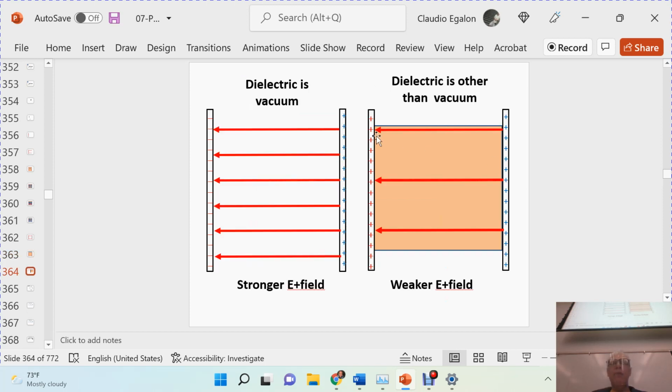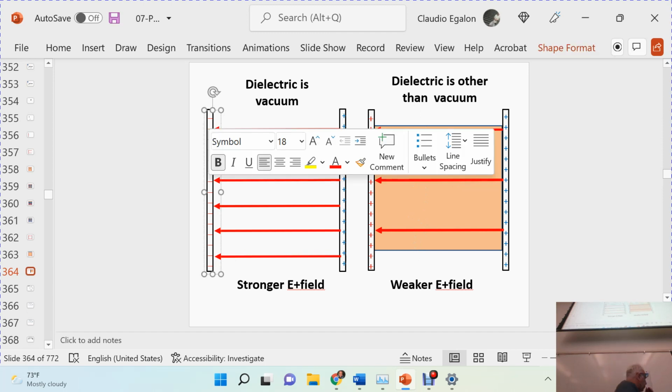Okay? Dielectric in vacuum, the dielectric is vacuum, or a dielectric other than vacuum. The intensity of this electric field is going to depend on the dielectric: air, glass, water, cardboard, plastic. Okay, the field that you end up having here is going to depend on the dielectric that you put in there.